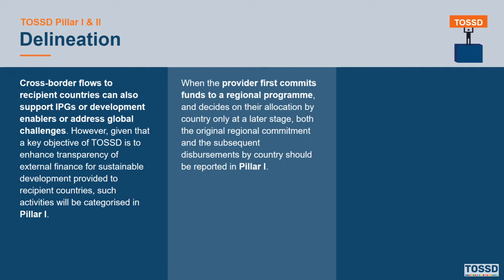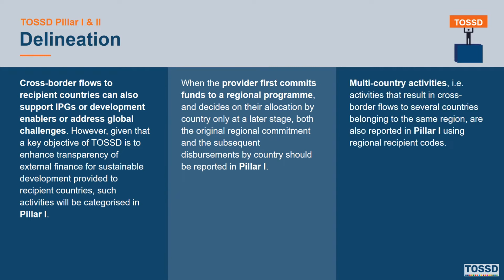When the provider first commits funds to a regional program and decides on their allocation by country only at a later stage, both the original regional commitment and the subsequent disbursements by country should be reported in Pillar 1. Multi-country activities, meaning activities that result in cross-border flows to several countries belonging to the same region, are also reported in Pillar 1 using regional recipient codes.